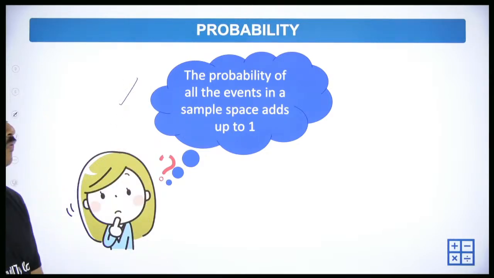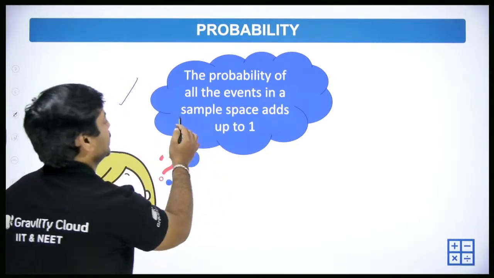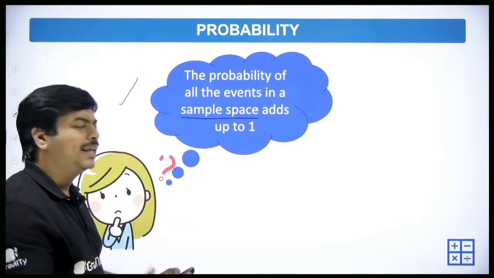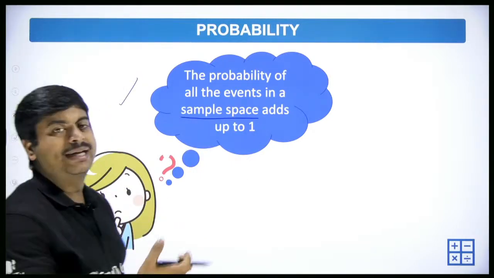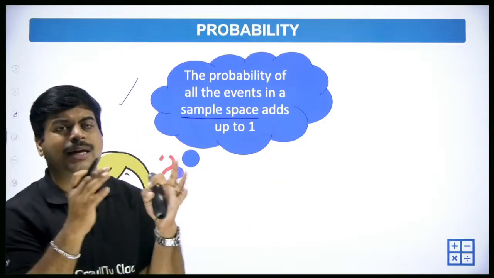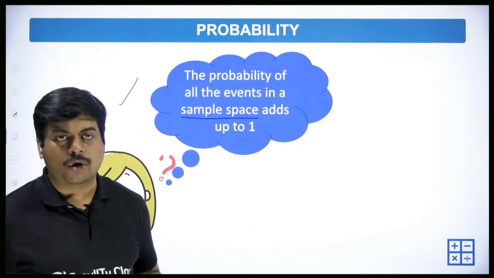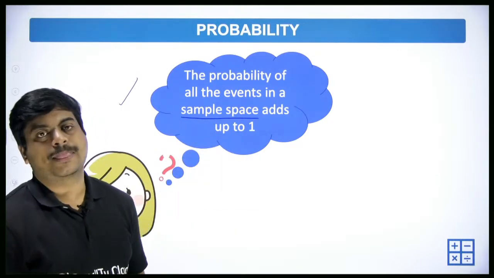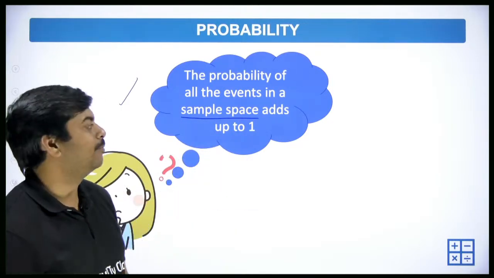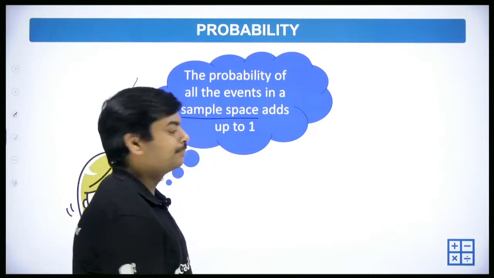The probability of all the events in a sample space means, let's say one experiment. Tossing a coin, that is one experiment. Throwing a die, that is one experiment. In that, what all the probabilities are we talking about? The sum of all those will add up to 1. So that is what this statement gives you.